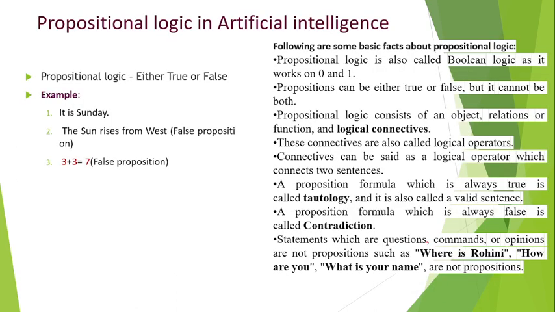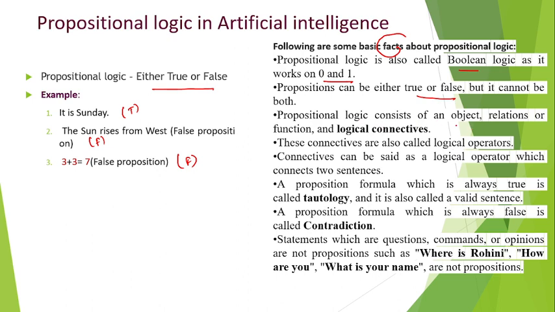Now, what is propositional logic? It is just either true or false. Today is Sunday, it's true. Sun rises from west, it's false, and these are propositions, correct? 3 plus 3 is 6. Propositional logic is used for basic properties about facts. It uses Boolean values, true or false. It is a logical object, a relationship.